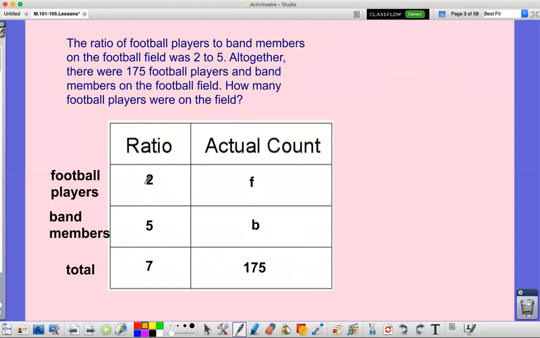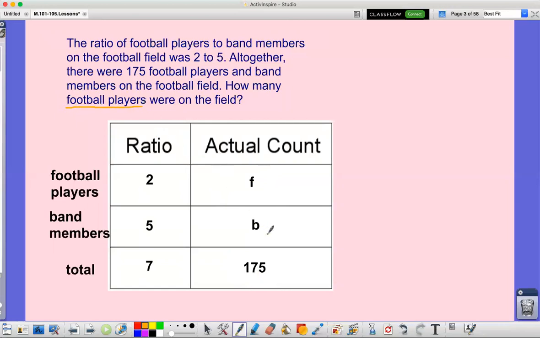We know that there was a ratio of 2-5 for football players to band members. So that ratio is 2-5. We don't know how many football players are actually on the field. We don't know how many band members are actually on the field. We do know that if we add football players plus the band members, it equals 175 people between the two. It's asking us how many football players are there.